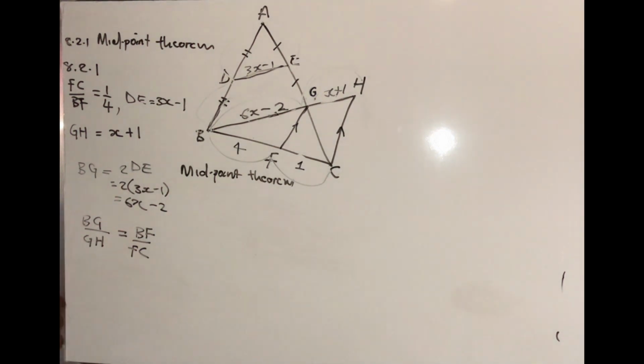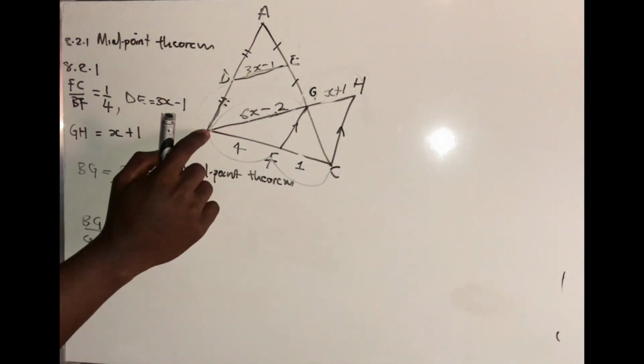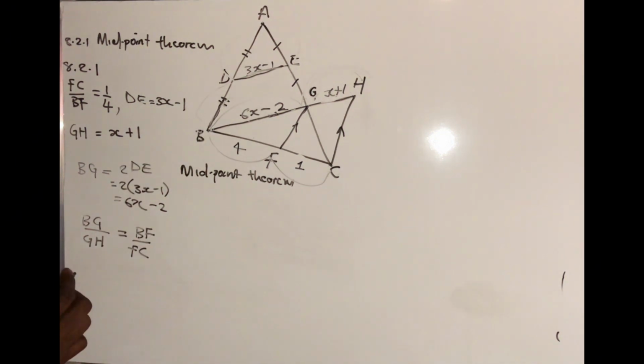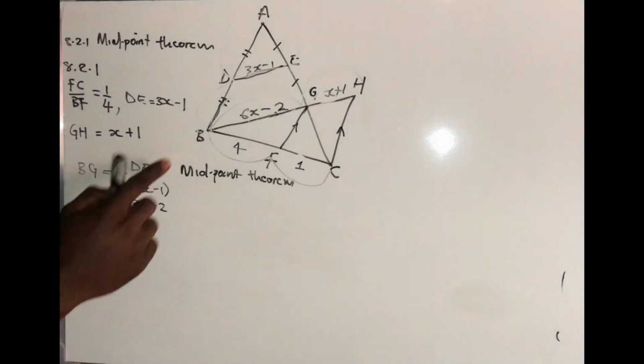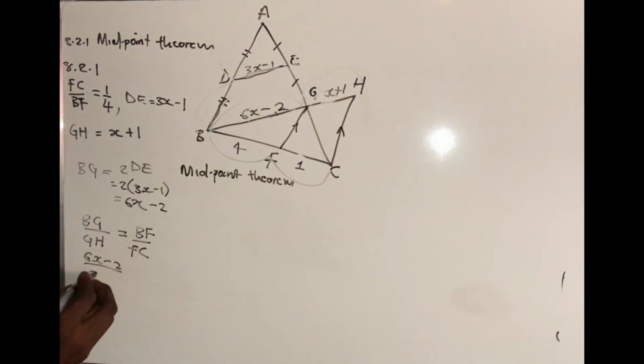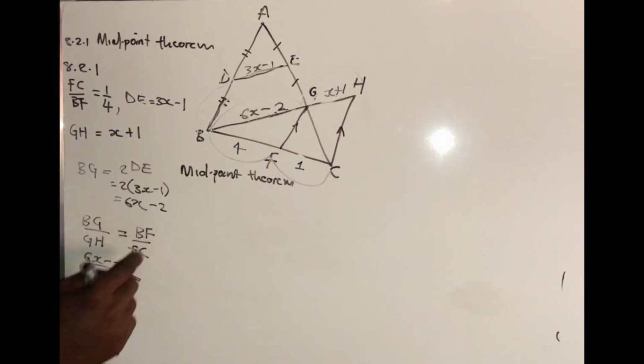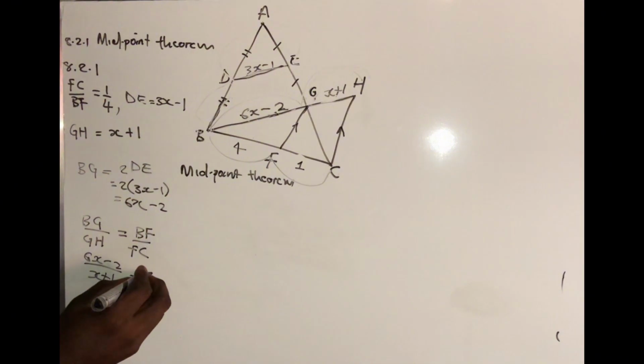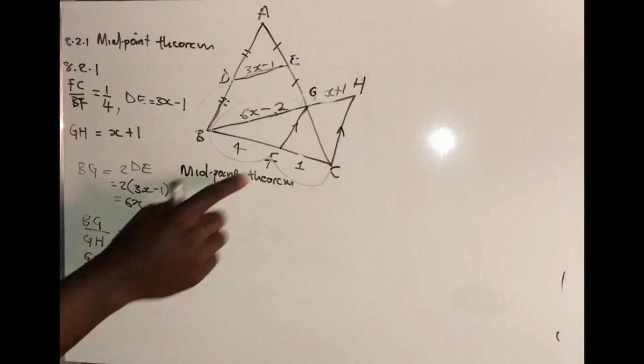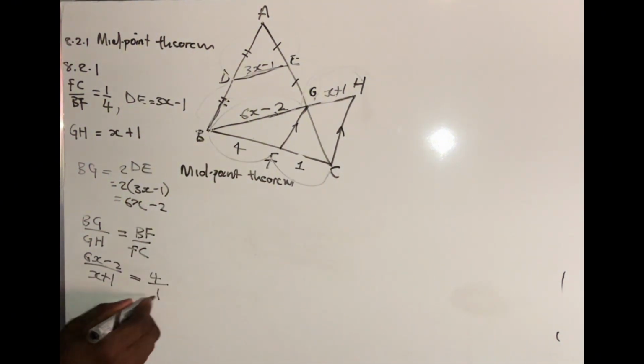So we have BG. What's the value of BG? BG is 6x minus 2. It's not the actual value, but the ratio. It's 6x minus 2, all divided by, what's the value of GH? GH is x plus 1, equals to, what's the value of BF? BF is 4. And what's the value of FC? FC is 1.